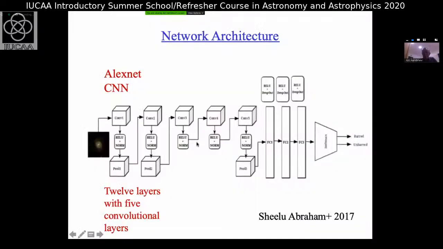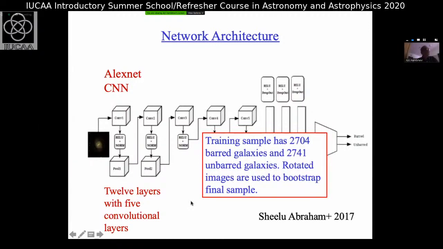Right? And then here is a network. I showed you this AlexNet, an AlexNet convolutional neural network. I've already shown you a picture of this, and the person who led this investigation was Shilu Abraham, and she is now in Kerala teaching in a college. And then you see that there are 12 layers with 5 convolutional layers. Okay, this is what she used.